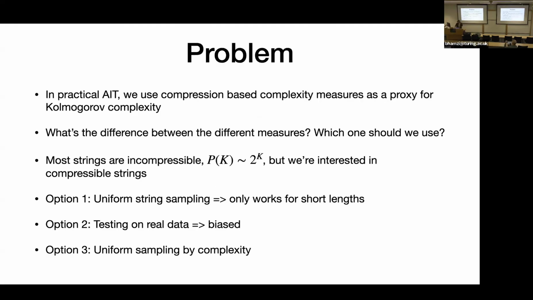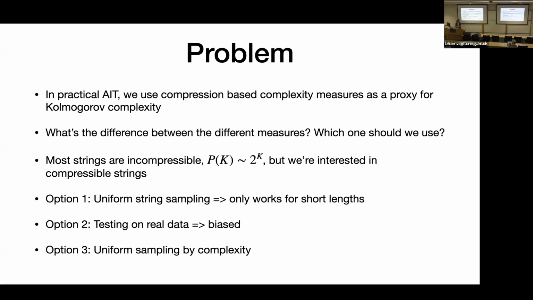So basically, in practical AIT, you want to measure the complexity of distributions, like how predictable they are, minimum description length. You want to approximate Kolmogorov complexity. One way of doing that is using compression algorithms, stuff like Lempel-Ziv or context-free weighting, for example. And one question that we had in this kind of research is, what's the difference between different complexity measures, and which one should you use?